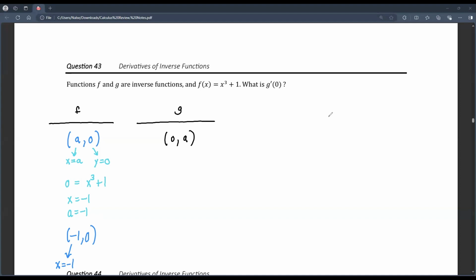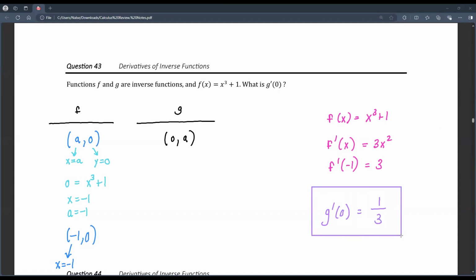The missing x value is -1, and this is important because we will need this x value to find the derivative of function f. Once we know the value of f' when x is -1, we will be able to relate it to g' by using its reciprocal. By the end of this process, we can say that g' of 0 is 1/3.